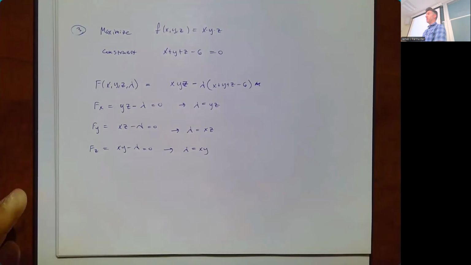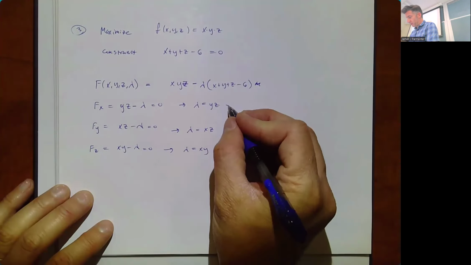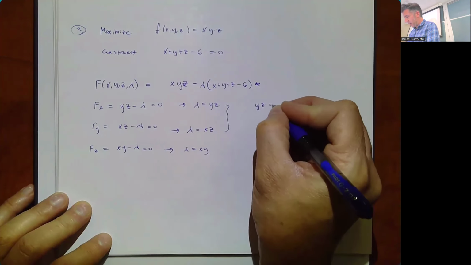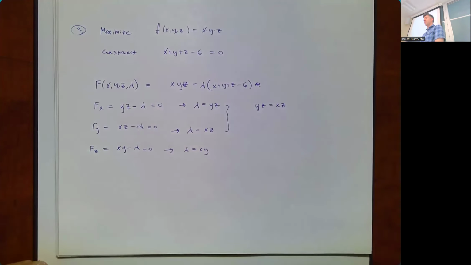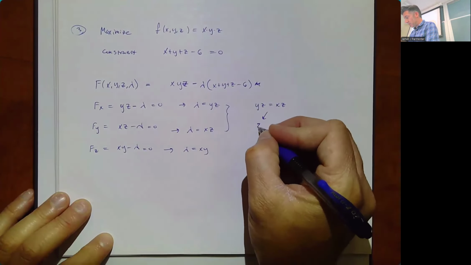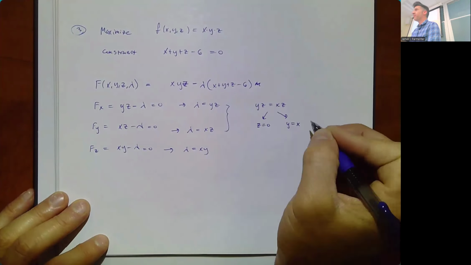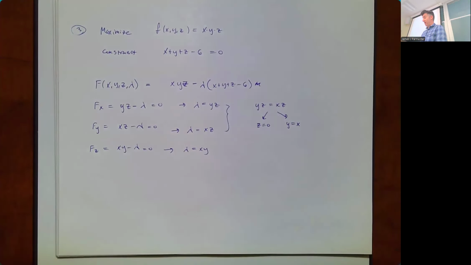And then if we set any two of these equal to each other, setting the first two equal to each other, we get yz equal to xz. And technically, if you do the whole bringing everything to one side and factoring, you're either going to get z equal to zero as a solution or y equal to x. But in this case, we're trying to maximize x times y times z. Z equal to zero is not a good answer.